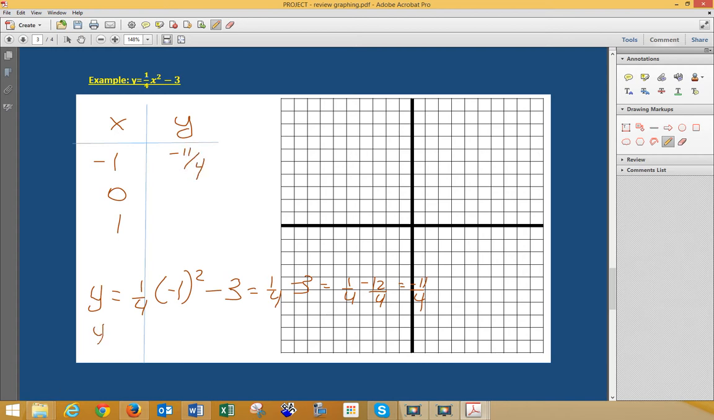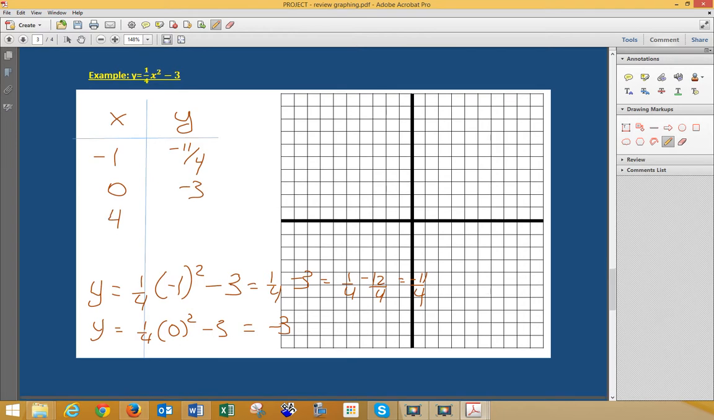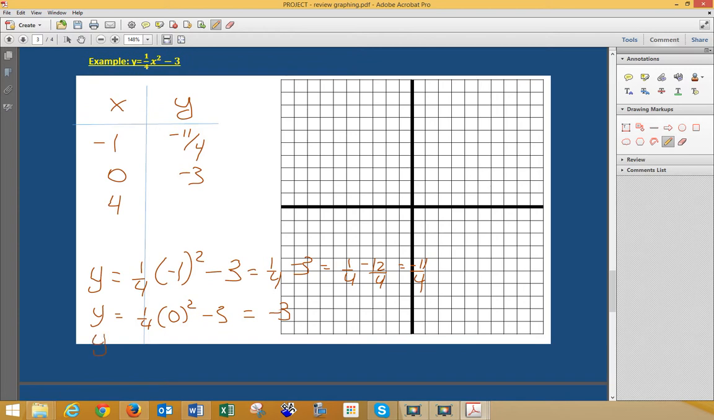When x is 0, so that's going to be 1/4 times 0. Subtract 3 is going to be -3. And I'm actually going to change this to a 4 just to make the algebra even easier. So y equals 1/4 times 4 squared minus 3, which equals 1/4 times, let's see, 4 times 4 is 16, minus 3. 1 times 16 is 16, divided by 4 is 4, minus 3 equals 1.